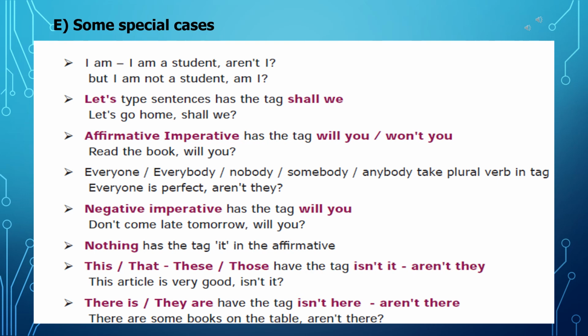The next one. This, that, these, those have the tag isn't it, or for plurals, aren't they. This article is very good. This article is very good is a positive statement, so we need to have a negative tag. Isn't it? The next one. There is, there are have the tag isn't there or aren't there. Here the words there is, there are tell us about the place. For example, there are some books on the table. So it represents the place here. So we need to have a negative question tag, aren't they or aren't there.